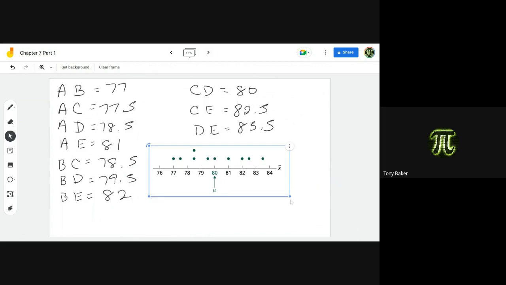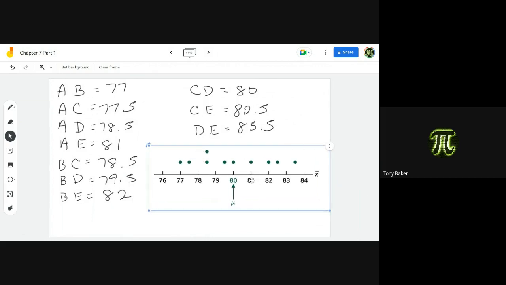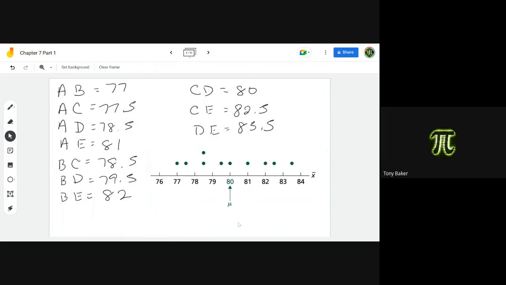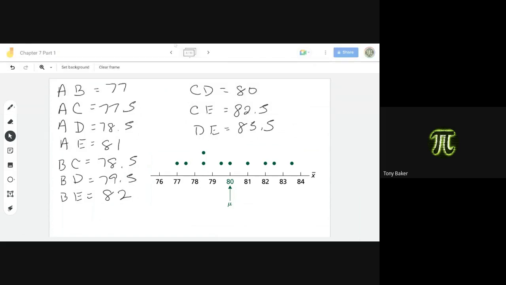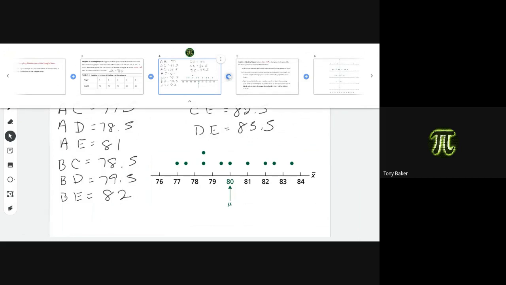So this is just a little dot plot of it, so you can start to see the spread. Does that make sense on what we did there? All right. We're going to increase. Now, instead of doing 2, we're going to do 4. So we're going to do the exact same thing, except we're going to do groups of 4.